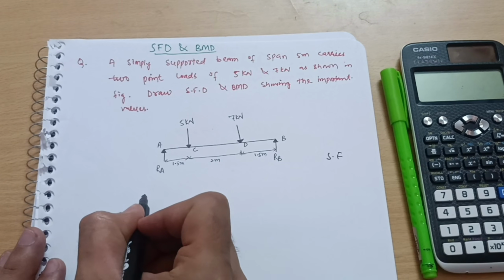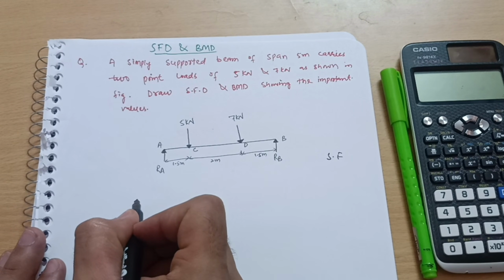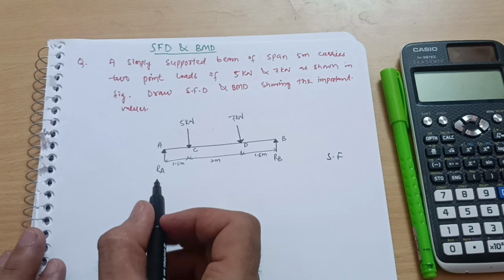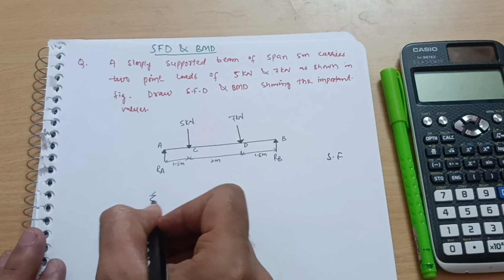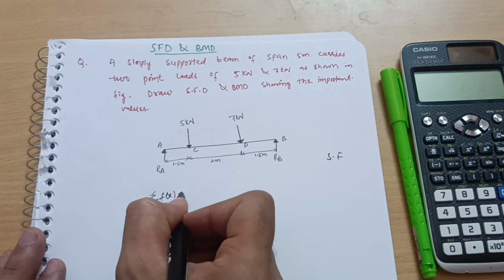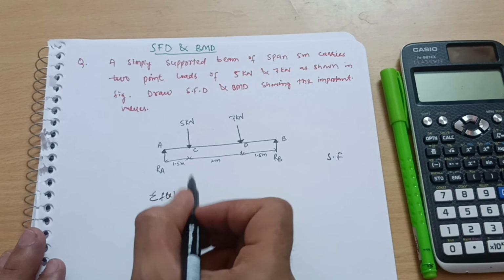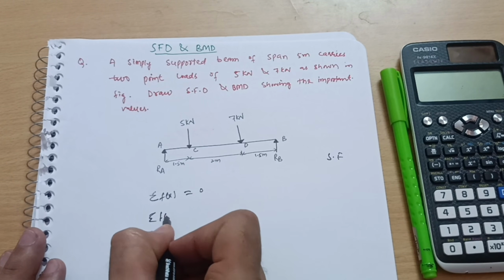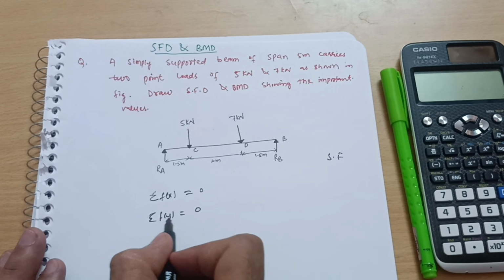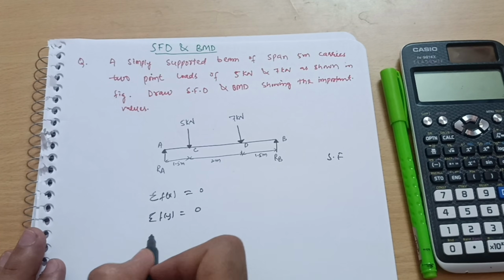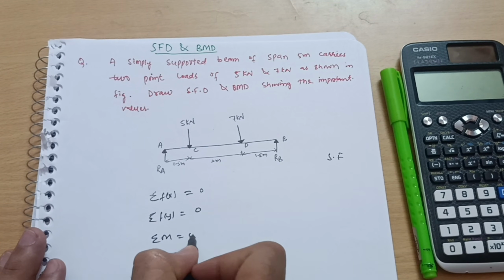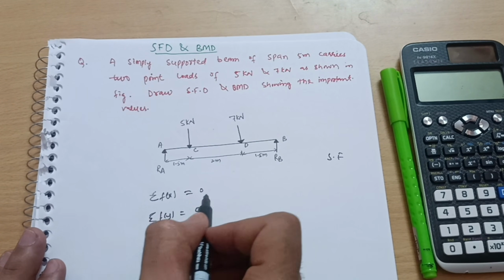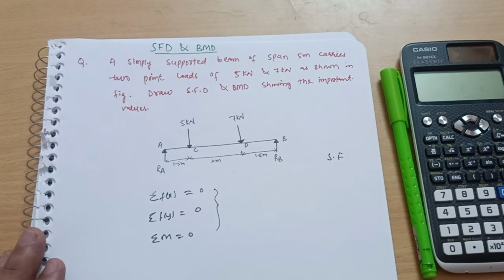So there are three steps here. You are already aware of the equilibrium equations: summation of Fx, the summation of horizontal forces, is always equal to 0. This is the equilibrium condition. And summation of Fy, the summation of vertical forces, is equal to 0, and summation of moments is always equal to 0. These three are the equilibrium conditions which you have to use in this particular question.